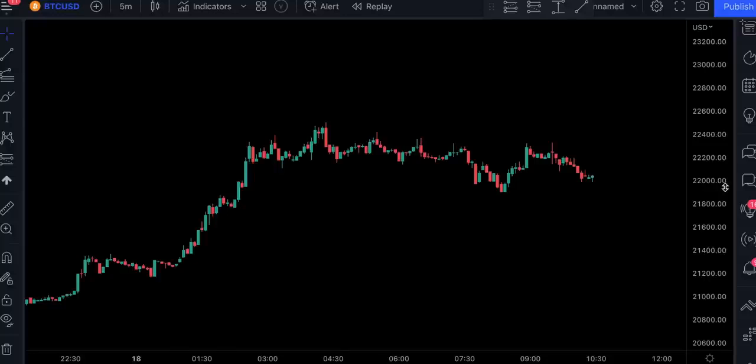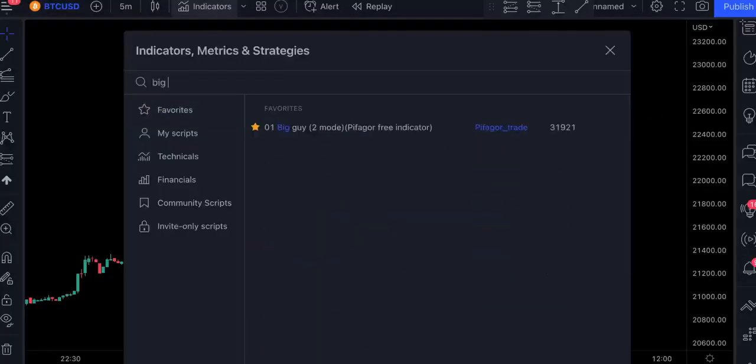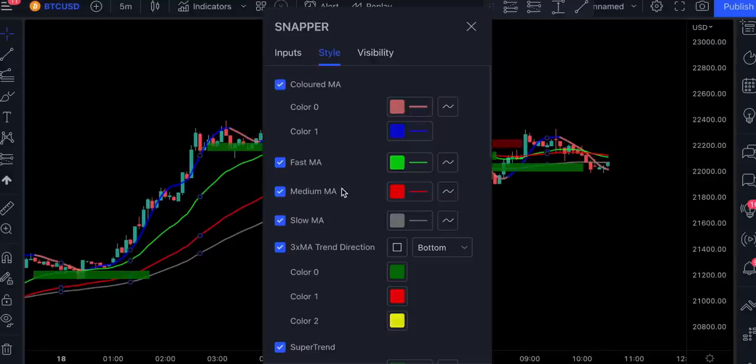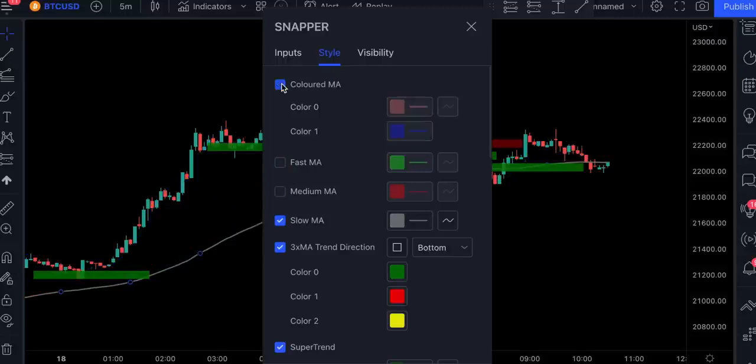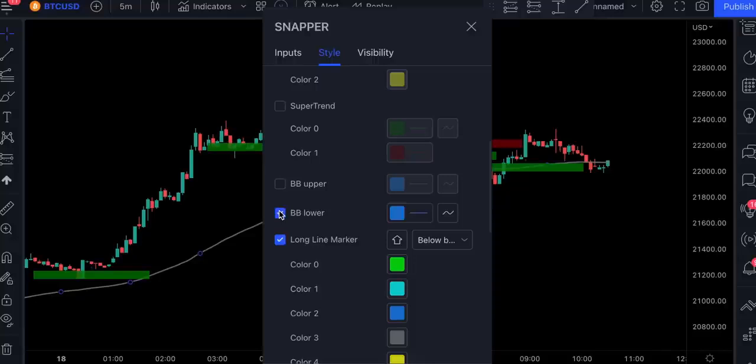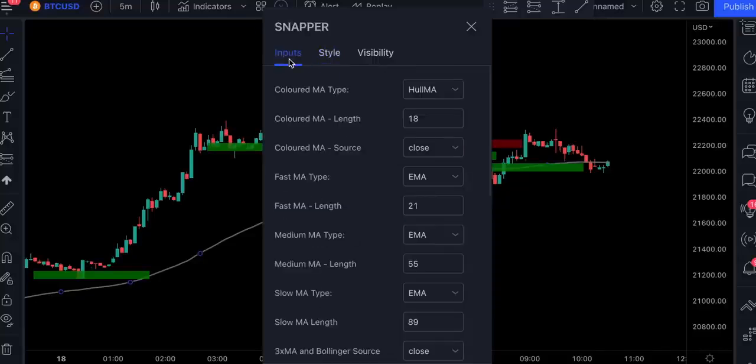And this strategy includes only one indicator, and it's called Big Snapper. Big Snapper alerts by just Uncle L. So for the strategy to be ready, we need to make some adjustments to the indicator first. In the style section, let's remove all the lines except for this slow MA. We're not going to change the inputs, we're just going to leave them on default.